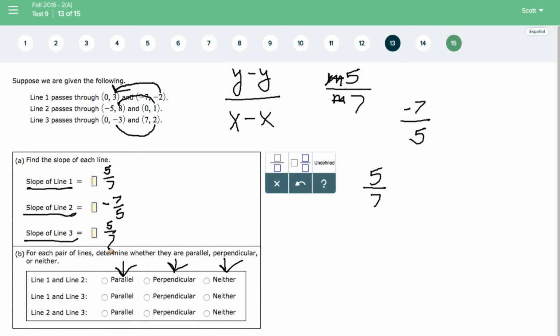5 over 7. So we look at line 1 and line 2. Line 1 has a slope of 5 over 7. Line 2, negative 7 over 5. Those are flipped upside down. One's positive, one's negative. That makes them perpendicular. Line 1 and line 3, those are exactly the same. So we're going to say those are parallel. Line 2 and line 3, they're flipped upside down. One's negative, one's positive, making them perpendicular. So those would be my answers down there.